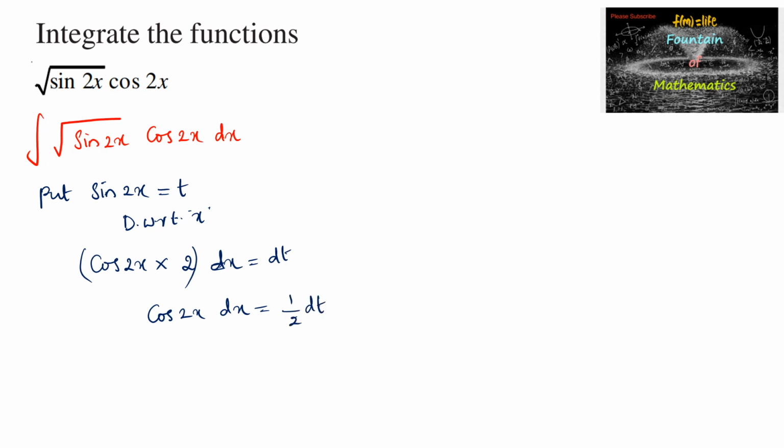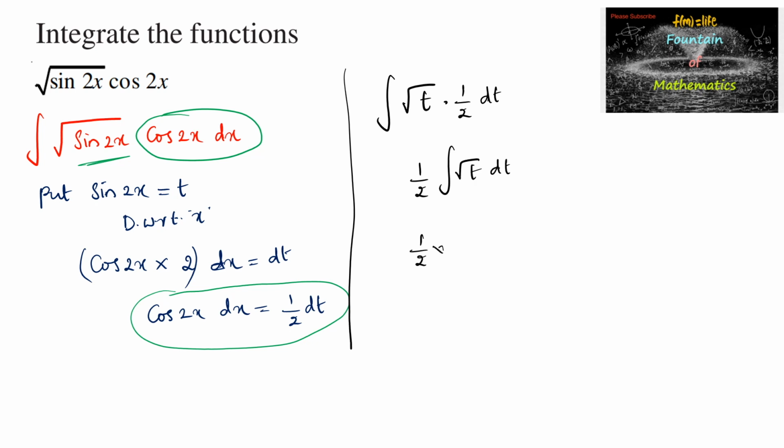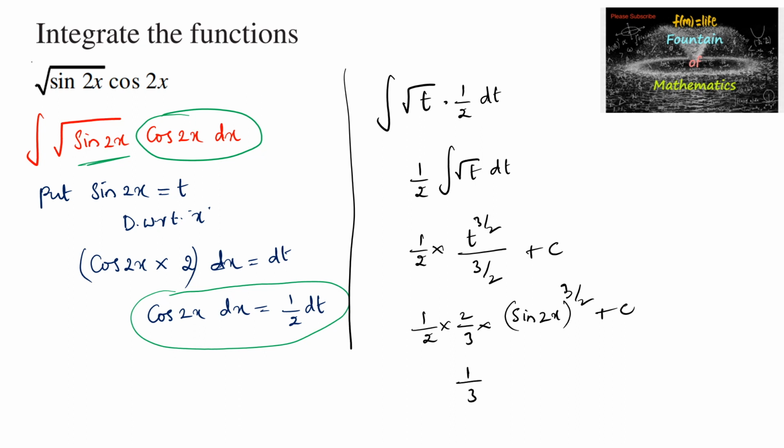So we can replace cos 2x dx with 1 upon 2 dt and sin 2x as t. So our integral can be taken as integration root t into 1 by 2 dt, or we can write 1 by 2 integral root t dt. That is 1 by 2 into integration of root t, which is t to the power of 3 by 2 divided by 3 by 2. That is 1 by 2 into 2 by 3 into t to the power 3 by 2. We can replace t as sin 2x. So sin 2x whole to the power 3 by 2 plus integral constant c. So we can write 1 by 3 (sin 2x) whole to the power 3 by 2 plus integral constant c is the answer.